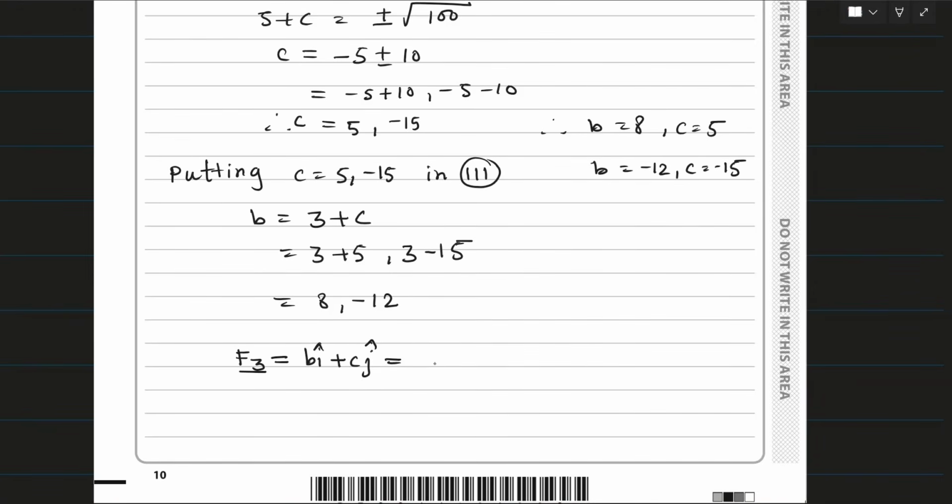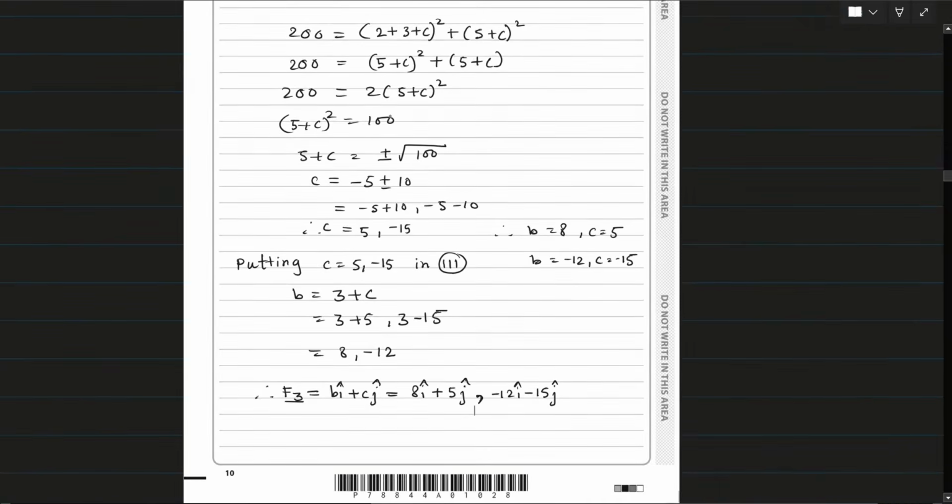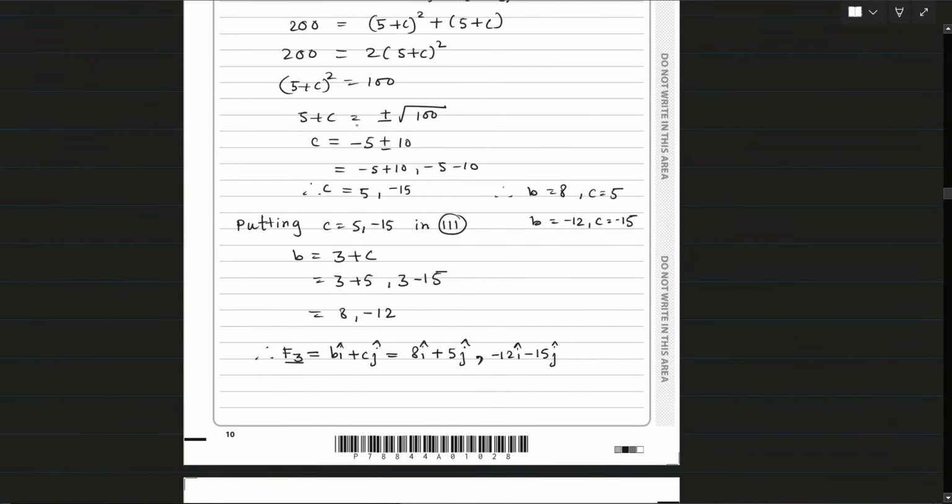So one of the possible values is 8i plus 5j. The other possible value is minus 12i minus 15j. So these are the two possible values for F3. Both of these values are possible. Both of these values can be the force F3 here, and both of these values will give the same results as this one.